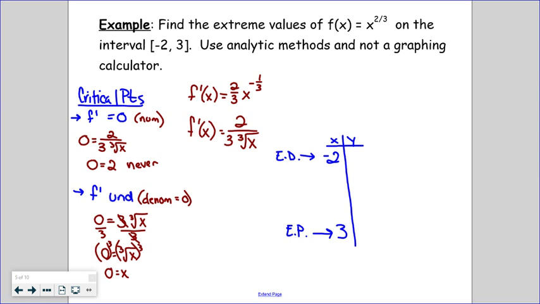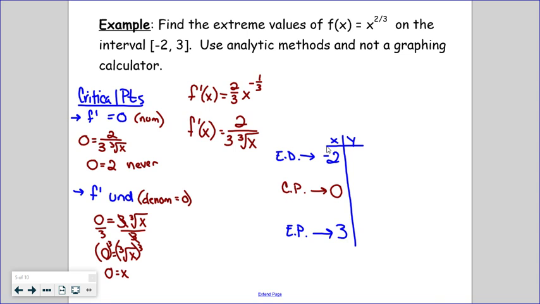So then I can add that point. That is a critical point. I add that into my list over here. And my list is made up of all the endpoints and then critical points of my function, of my derivative. Okay? Good so far?